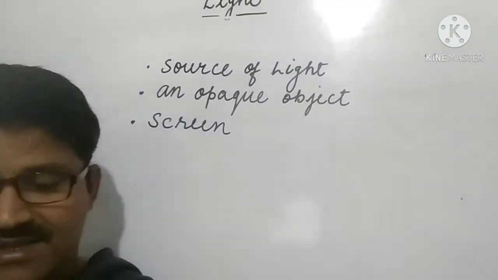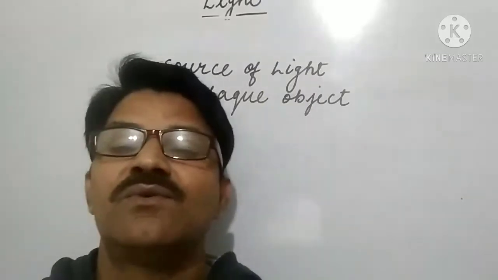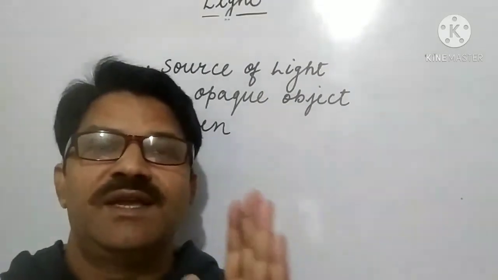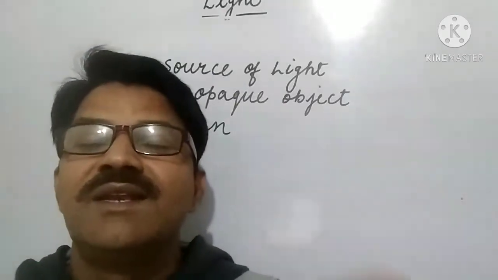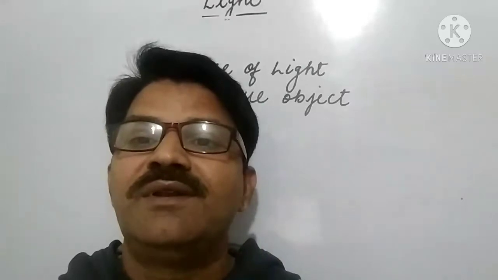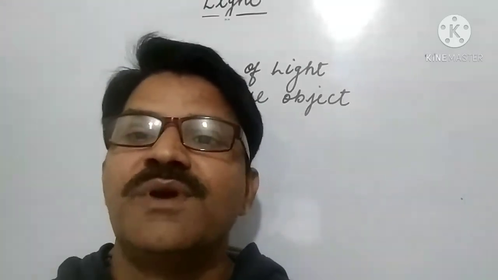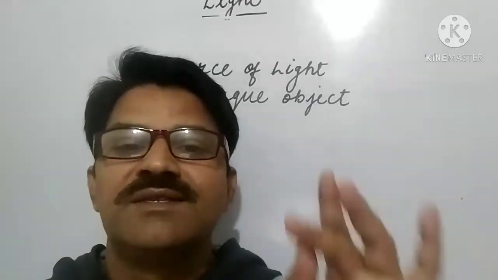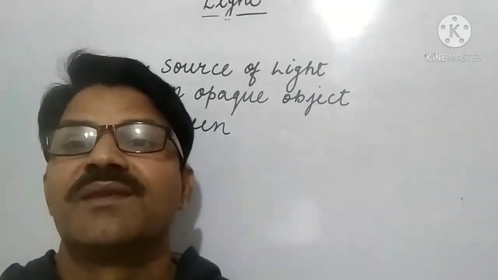Is it clear? So what is the shadow? When an opaque object comes in the path of the light, shadow is formed. What are the conditions needed for the formation of the shadow? Number one, source of light. Second is an opaque object, and third is screen or surface behind the object. Okay.